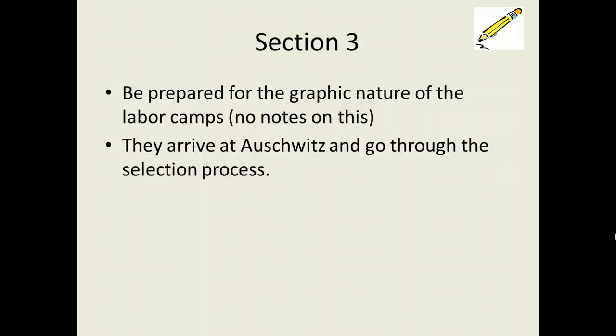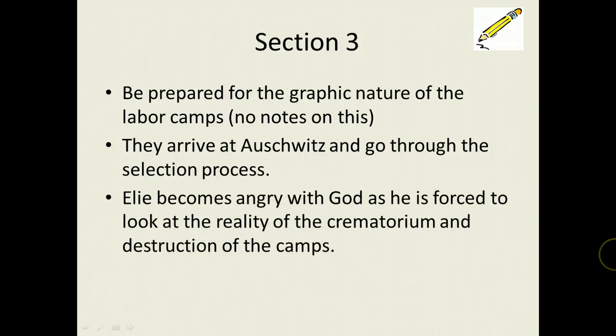So they arrive at Auschwitz and they go through the selection process, which we've already talked about with our Holocaust notes and some of the other stories that we've read and how that looked for people. Elie definitely has a test of faith at this point in the book, because he becomes angry with God as he's forced to face the realities of the crematoriums and the destruction and brutality that goes on in the camps.